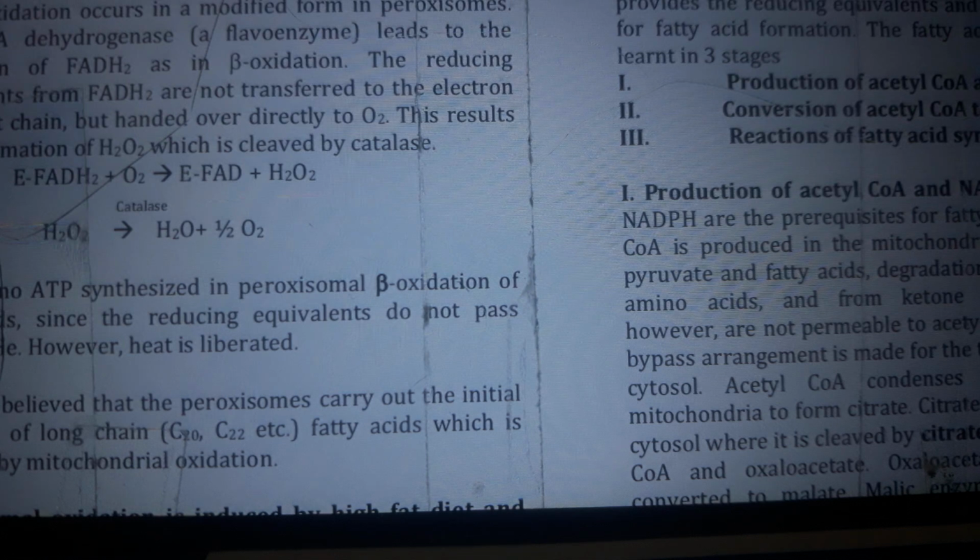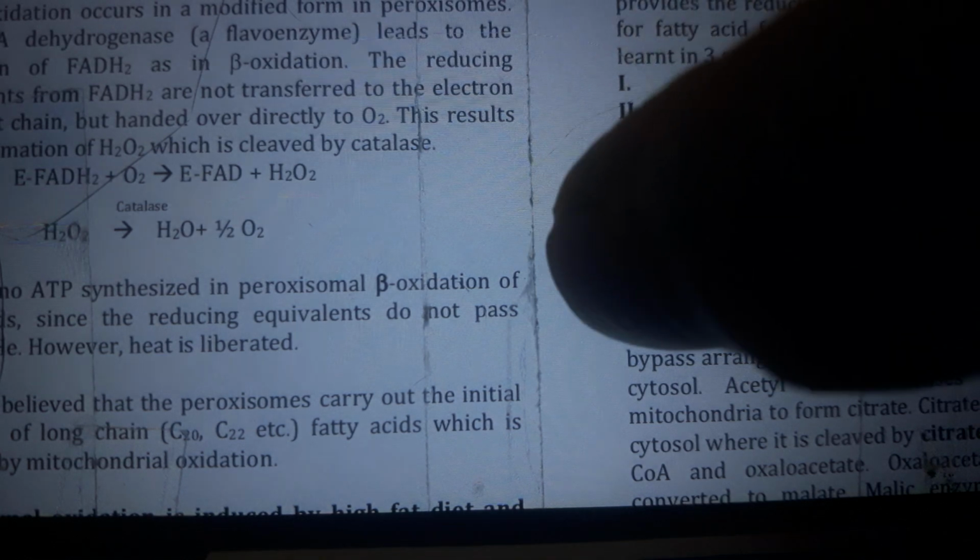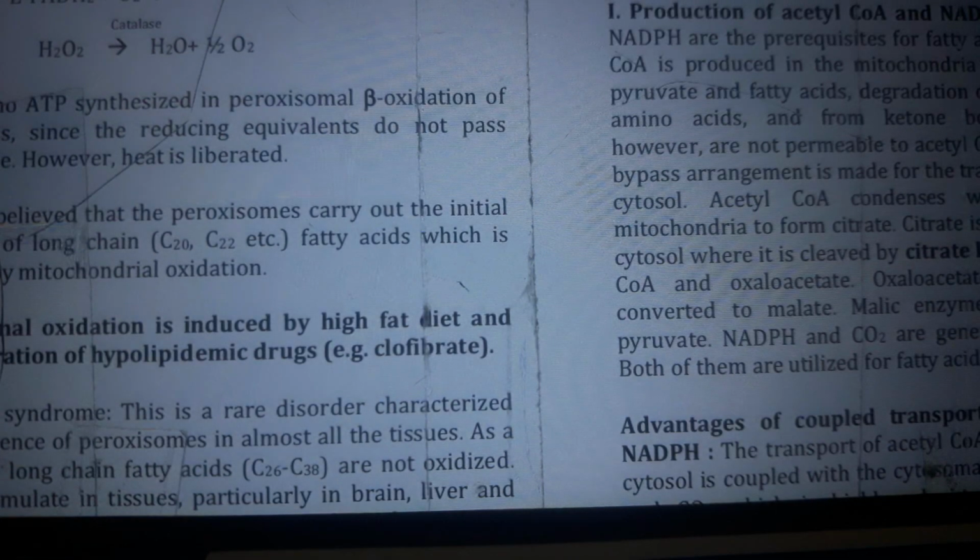Beta oxidation of fatty acids in peroxisomes. Peroxisomes are organelles present in most eukaryotic cells. The beta oxidation occurs in a modified form in peroxisomes. Acyl-CoA oxidase, a flavoenzyme, leads to the formation of FADH2 as in beta oxidation. The reducing equivalents from FADH2 are not transferred to the electron transport chain but handed over to O2. This results in the formation of H2O2, which is cleaved by a catalase.